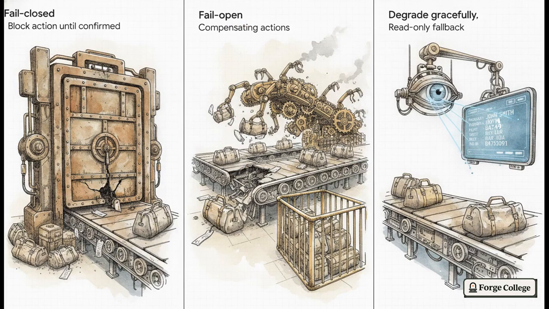We generally have 3 main strategies for handling our lost luggage. Fail closed means if the bridge is down, the user cannot take any action until it's fixed. That's high security but low convenience. Fail open means you let the user keep acting and you use compensating actions to fix the data mess later. Or you can choose to degrade gracefully, meaning if the bridge goes down, the app switches to a read-only mode. So the user can still look at their data, but they just can't change it until the connection is restored.